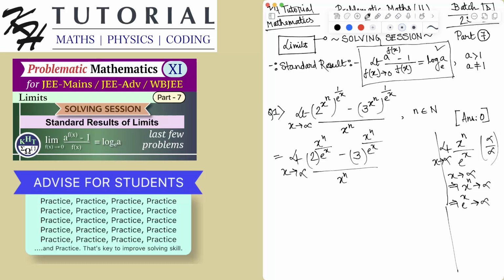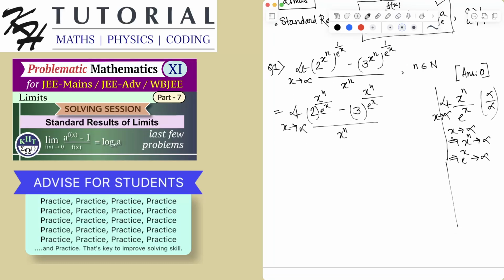E to the power x. N is a natural number. X is tending to infinity. Now sometimes the expansion series of e to the power x will also be very, very handy.